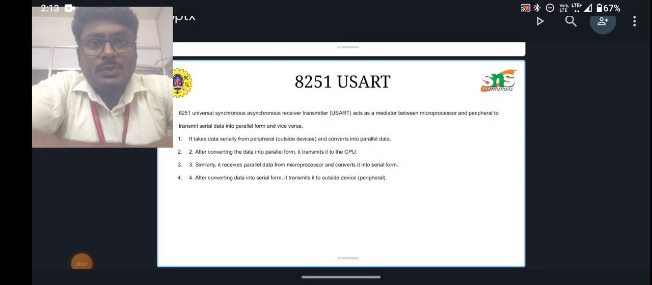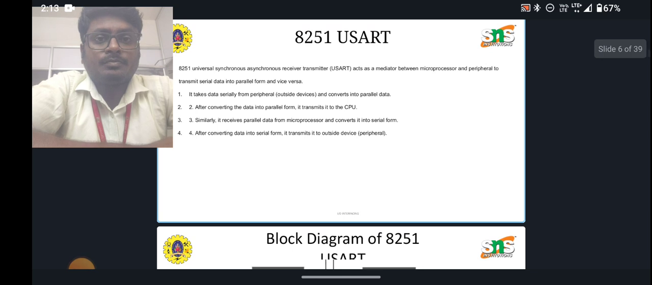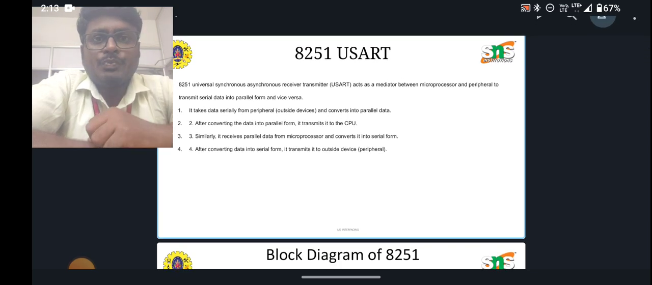In the previous class, we discussed the topic of memory mapped I/O and I/O mapped I/O devices, what their major differences are, what interfacing is, and how interfacing plays a role for the microprocessor.